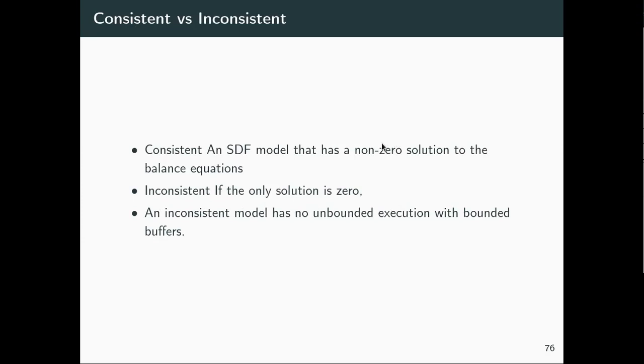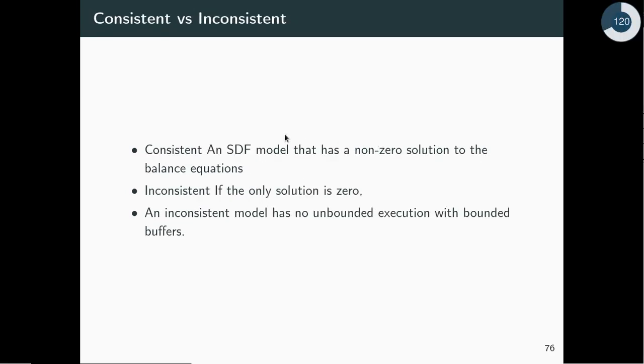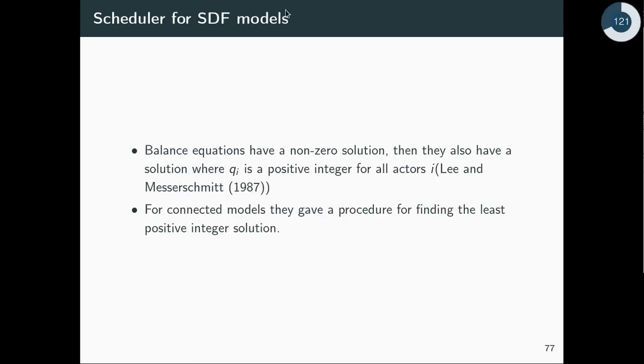Now we will talk about consistent and inconsistent systems. A consistent system is one that has a non-zero solution to the balance equation, and if the only solution is 0, it's an inconsistent system. An inconsistent model has no bounded execution with bounded buffers. This is the crux of what we have been discussing so far. Now, if you have to create a scheduler for SDF models, basically the SDF director, the balance equations should have a non-zero solution.